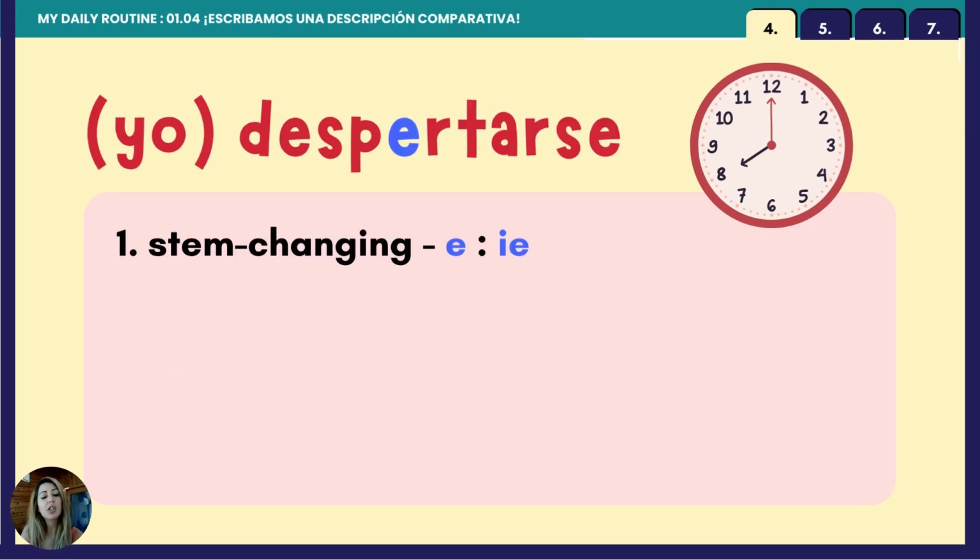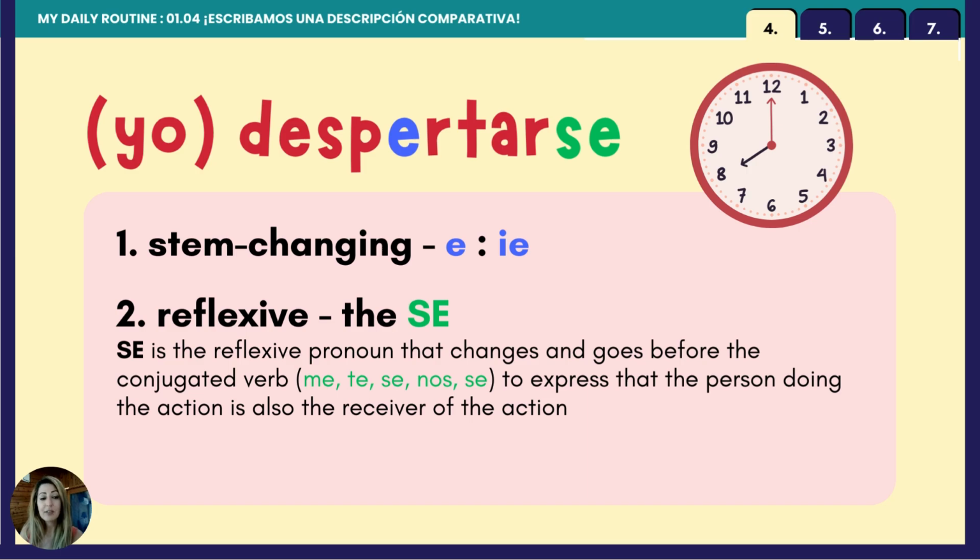Number 1, the stem change is the E turns into an IE. So keep that in mind. The second irregularity is a reflexive, and this isn't irregular, it just defines the kind of verb it is, because that se at the end tells us that it is a reflexive pronoun that changes and goes before the conjugated verb.